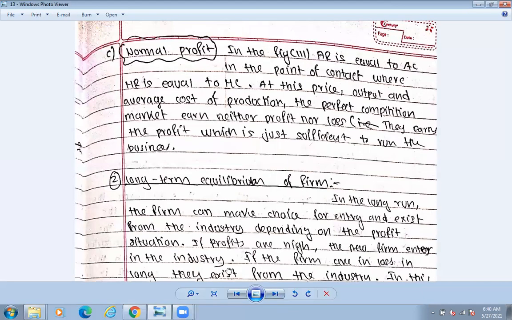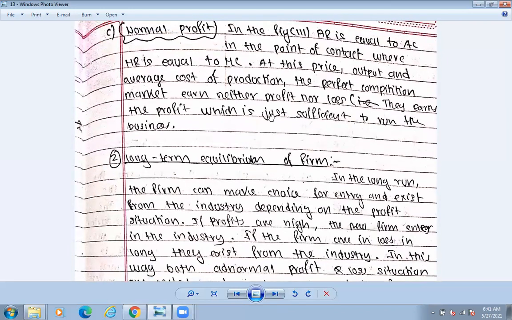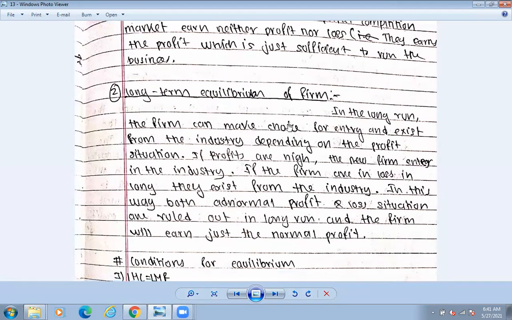Okay, now in case of normal profit, AR and AC are going to be equal or the same. In this case, the market earns neither profit nor loss, and they earn the profit which is just sufficient to run the business.